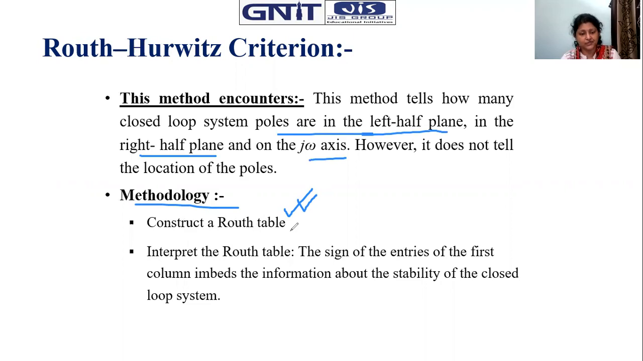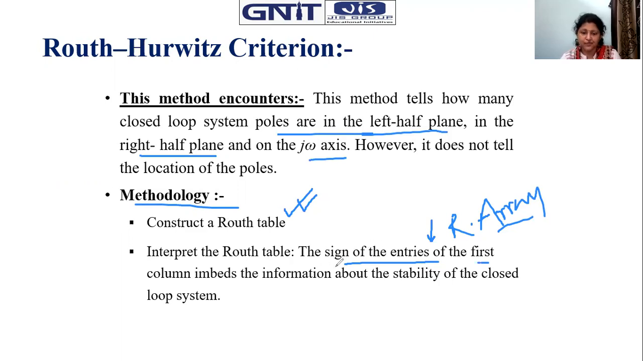We need to construct a Routh table and then interpret it, the sign of entries of the first column. That means we will be looking at the first column only. That is called the Routh array. So through the Routh table, we will observe the Routh array.